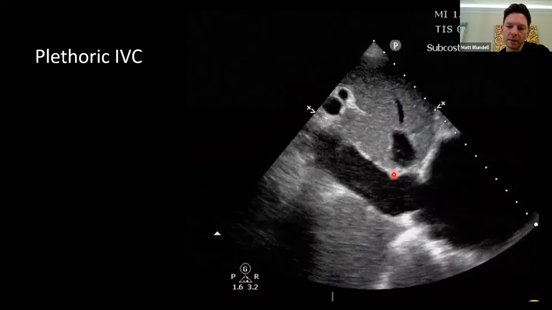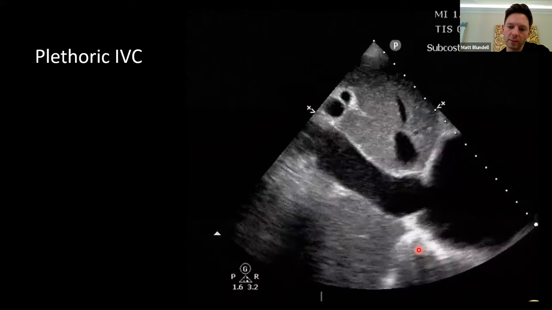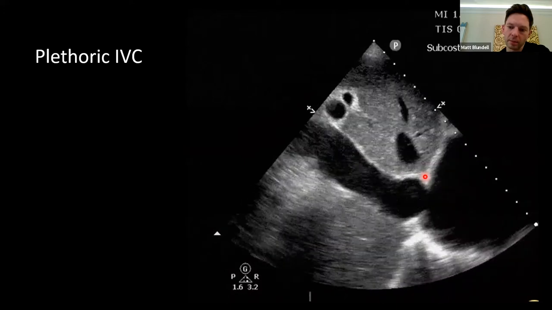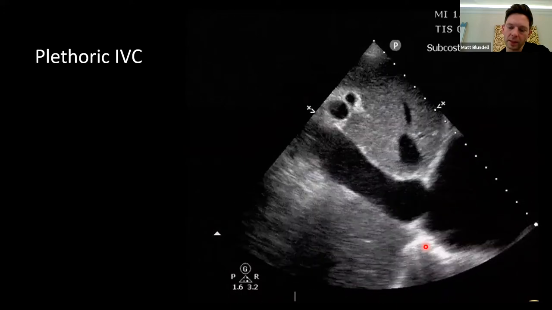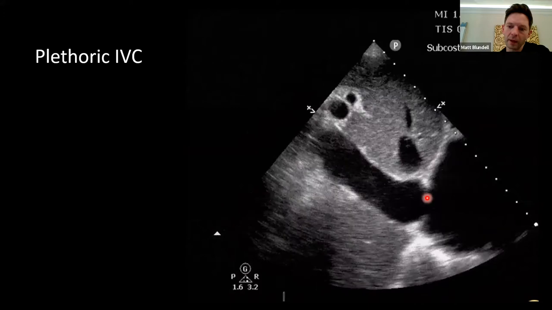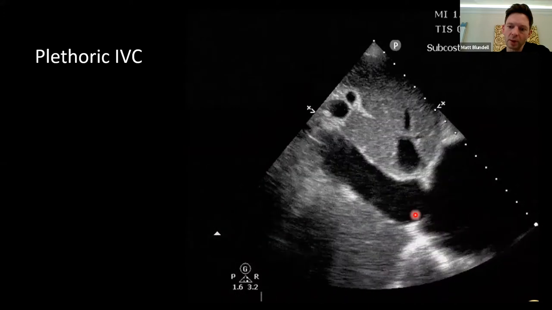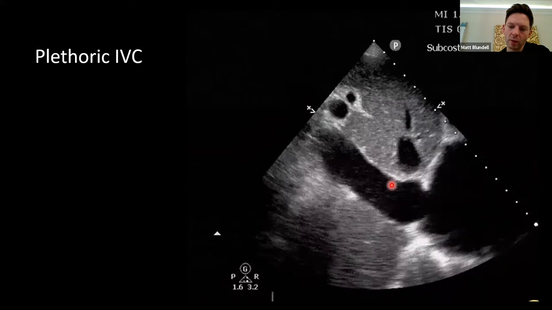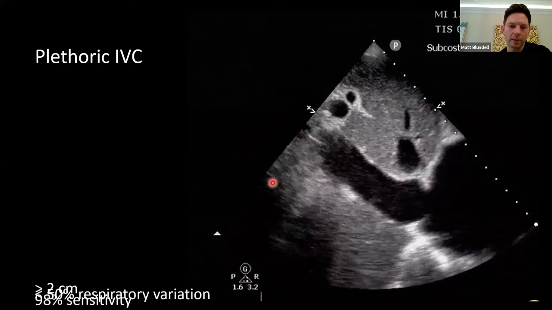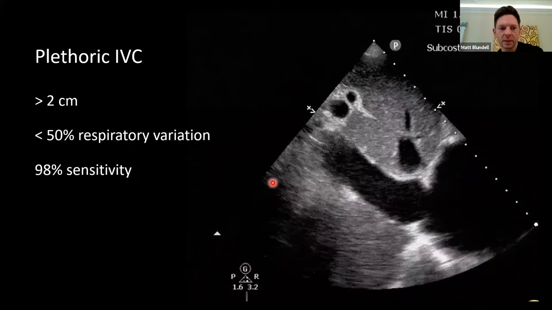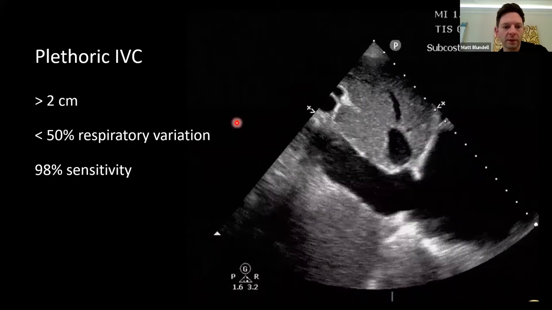You generally want to measure the IVC around 2 centimeters before the right atrium. The reason being that this hyperechoic area here is the diaphragm, and that artificially keeps the IVC open. So never measure the IVC here. Always measure it around this area where your hepatic veins are. The numbers you're looking for are generally over 2 centimeters with less than 50% respiratory variation.